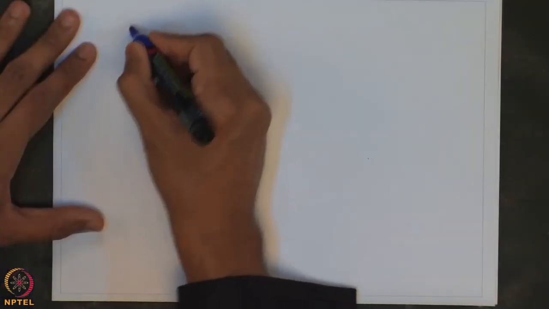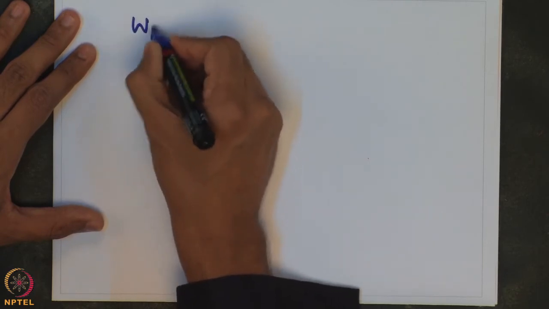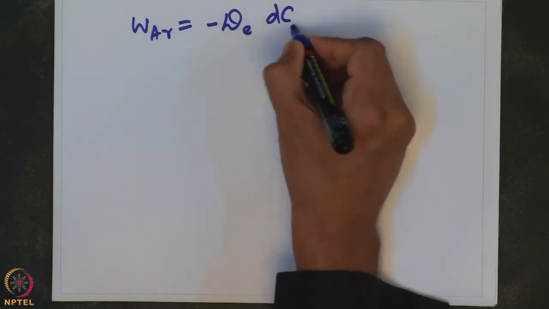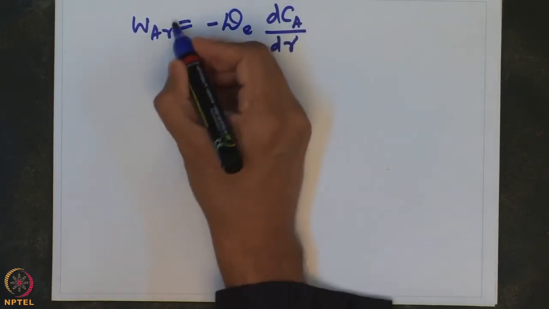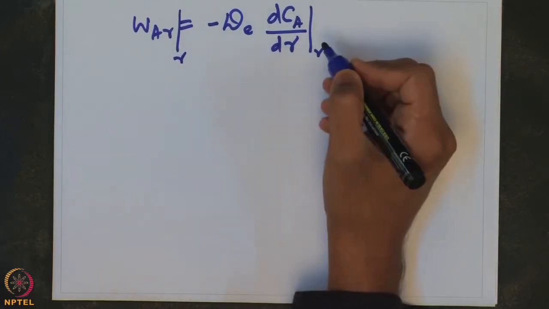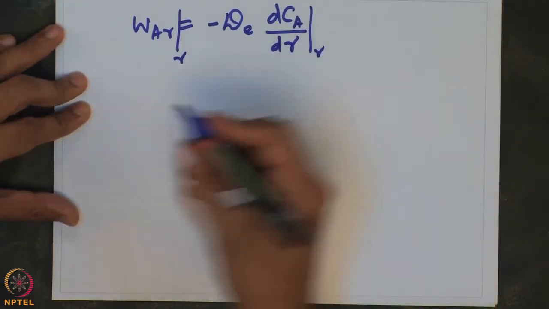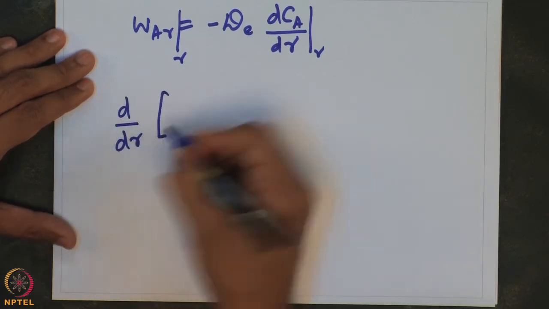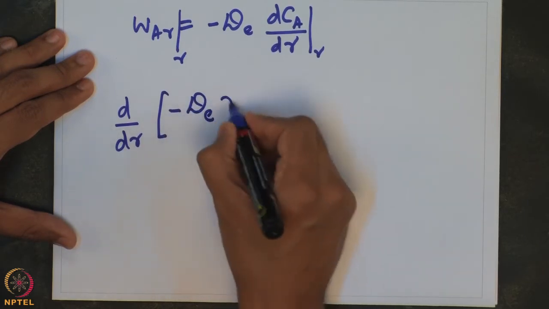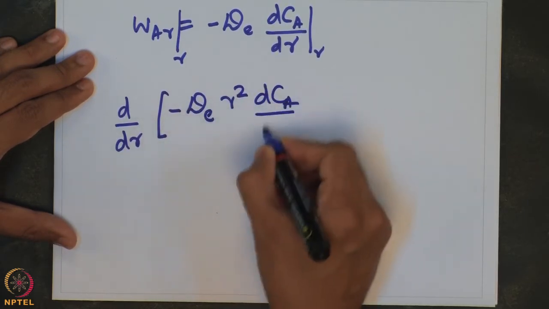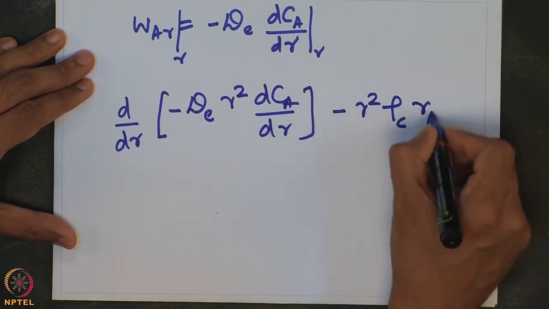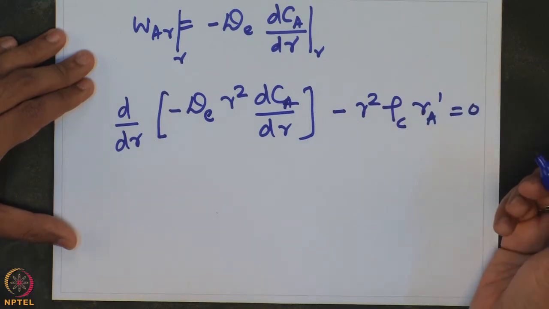So, we can now rewrite this expression by substituting for W A r. W A r is essentially given by minus D E into dCA by dr at r. So, we can rewrite the mole balance as d by dr of minus D E into r square dCA by dr, minus r square rho c into R A prime equal to 0.